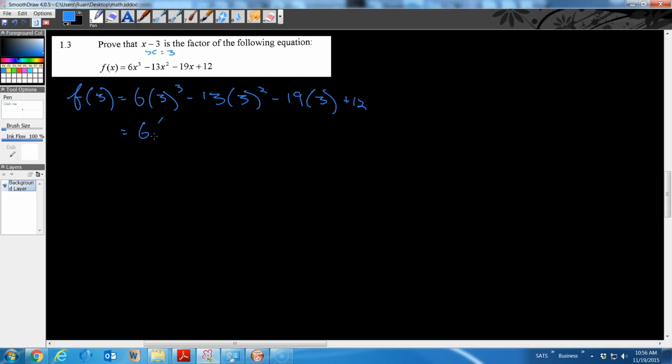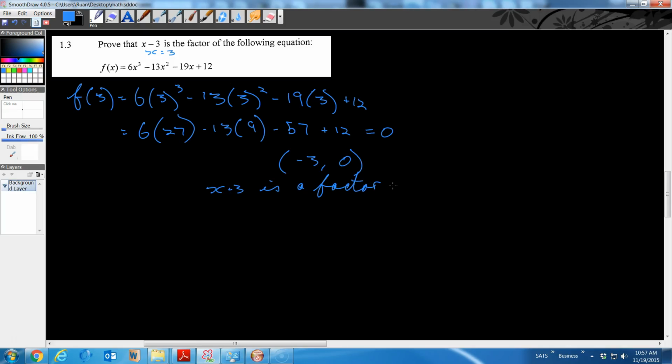But I suppose 3 to the 3 is 27. 3 to the 2 is 9. 19 times 3 is 57. And this you can put into your calculator. If you get an answer of 0, then yes, for your x point of 3, your y point is 0. Therefore, x minus 3 is a factor. I suppose, to be technical, you can say of f of x. Okay, next question.